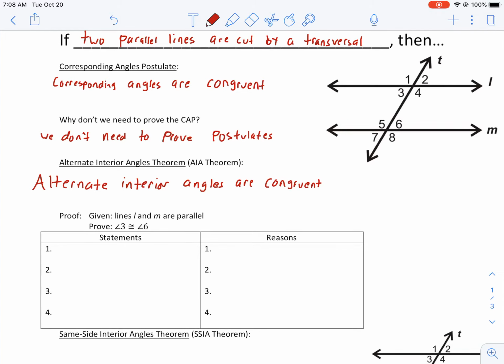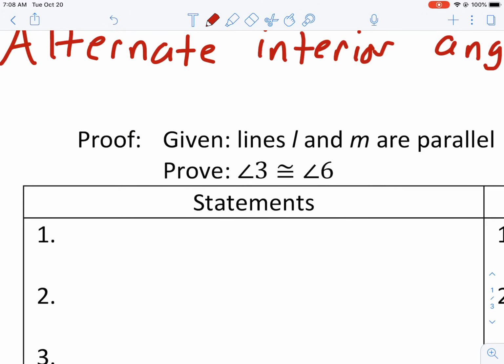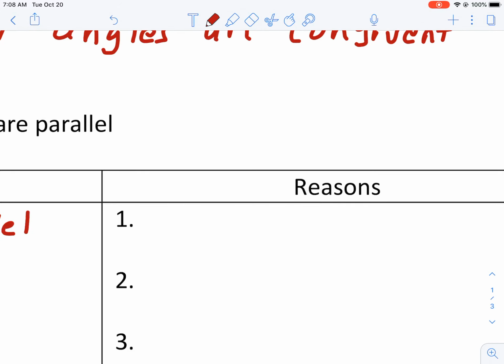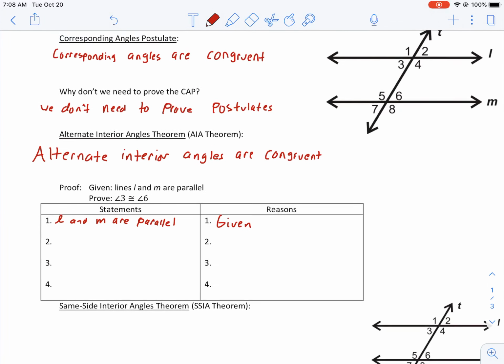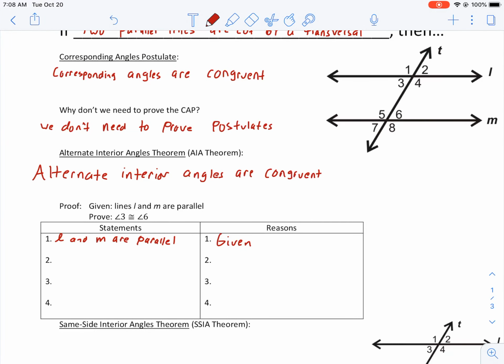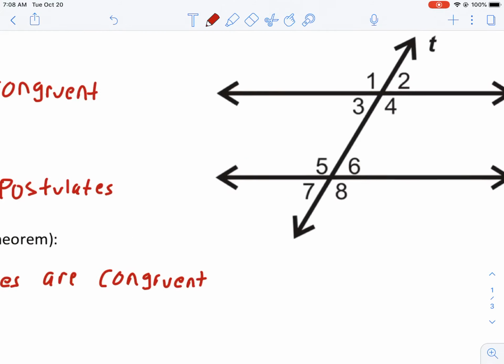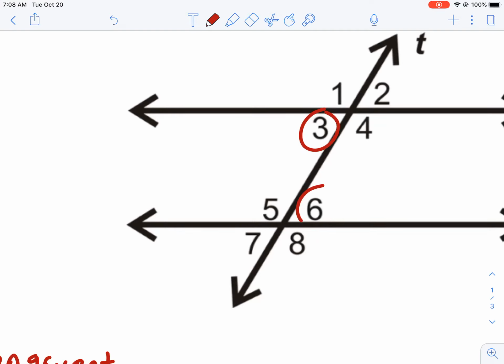So the way that we're going to do this, we're given that L and M are parallel, all right? So a lot of times you're going to be given that to start, because without knowing that they're parallel, none of these apply. So we got to know that they're parallel. So because they're parallel, now we know that corresponding angles are congruent. So if I'm trying to prove that these two are congruent, I also know, because of the corresponding angles postulate, that 2 and 6 are congruent.